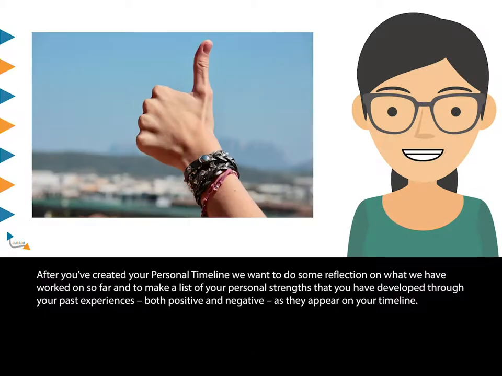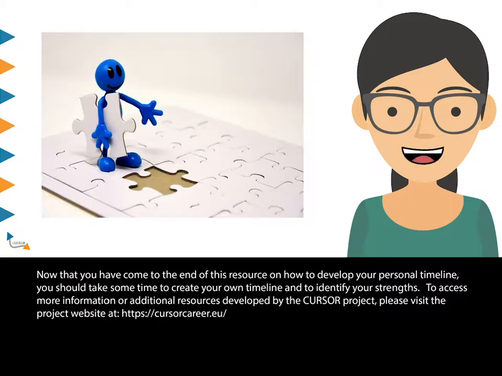After you've created your personal timeline, we want to do some reflection on what we have worked on so far and to make a list of your personal strengths that you have developed through your past experiences, both positive and negative, as they appear on your timeline. Now that you have come to the end of this resource on how to develop your personal timeline, you should take some time to create your own timeline and to identify your strengths.